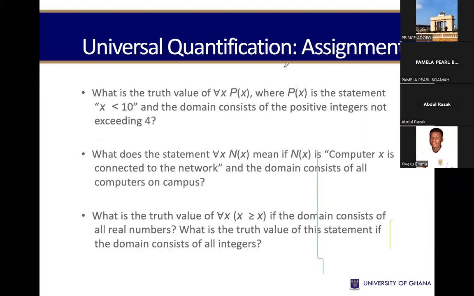So it's an assignment. I'm actually not solving it for you. But the main thing you have to look at is the last one. Be careful with that one. What is the truth value of for all x, x is greater than or equal to x? The domain consists of all real numbers, right? So go and think about that.